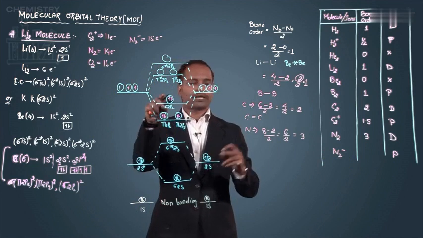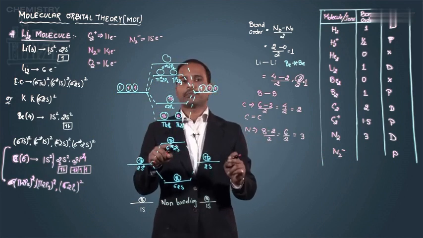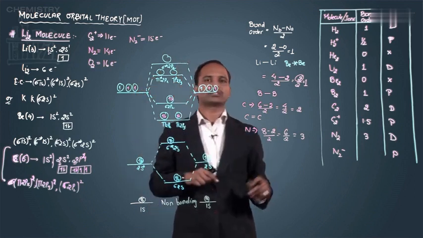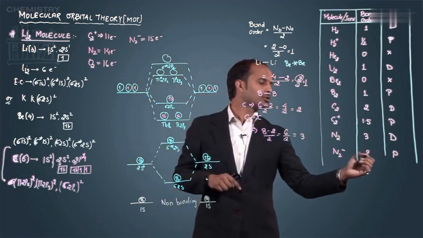And in case of N2 minus, paramagnetic, plus bond order will be: bonding electrons 8, 8 minus anti-bonding. Now there is one more anti-bonding electron, so 2 plus 1, that is 3. So 8 minus 3, that is 5 upon 2. So bond order is going to be 2.5.